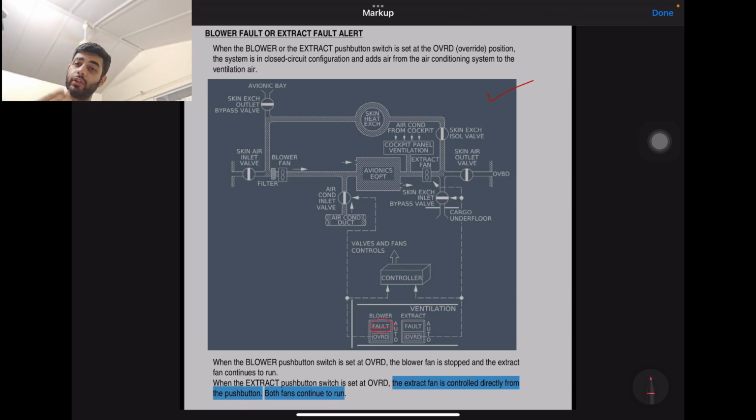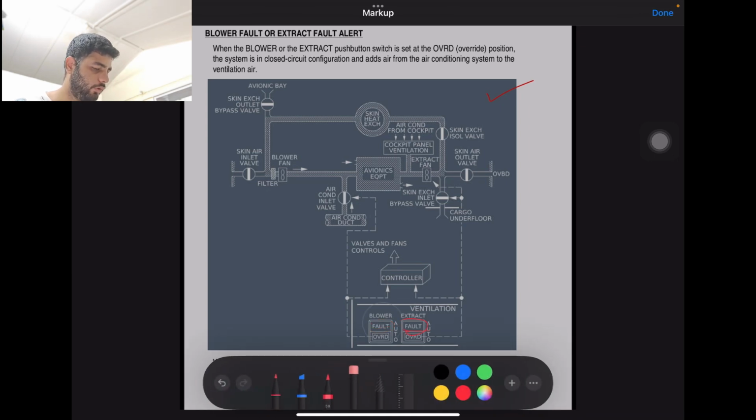For extract, you have only three conditions. Extract fan pressure is a little too low. Computer power supply has again failed. Otherwise, smoke is detected. Okay, these are the reasons why the fault lights come on.